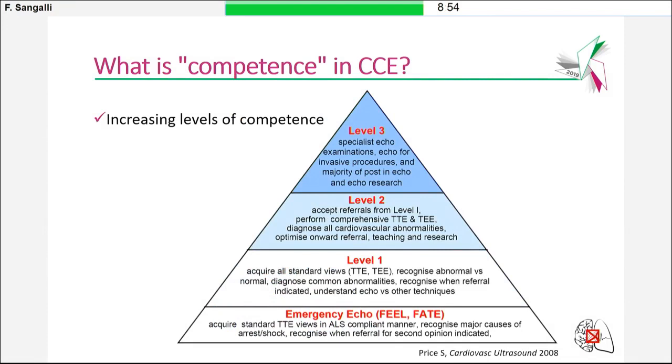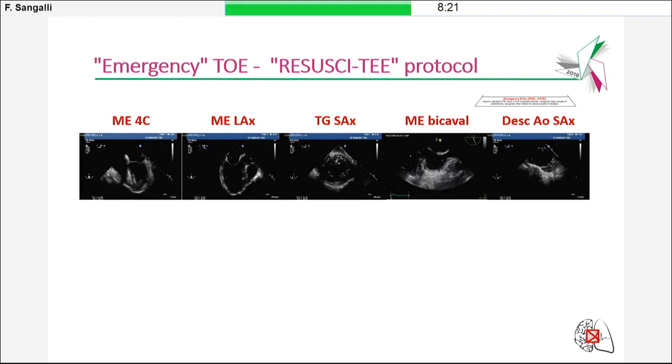So I admit I have bigger dreams, but a small dream that I have is that in the near future, TOE will be included even in the more focused and basic level of echo training. We don't need a very long training. You know what already happens for the FEEL or FATE or for the UK-based colleagues for the FICE protocols. We have a limited number of transthoracic views in order to discriminate life-threatening problems, and we can do the same.